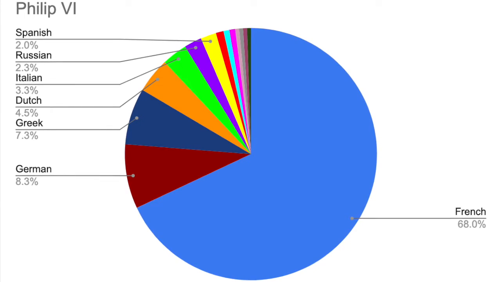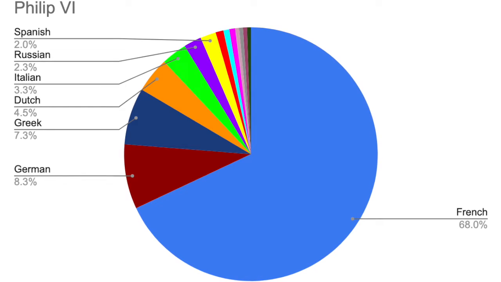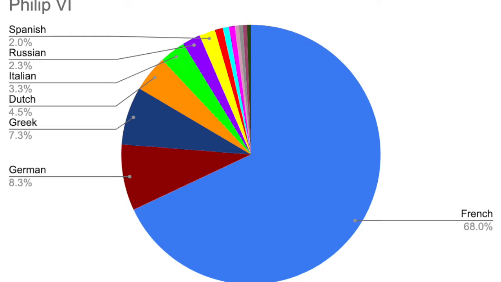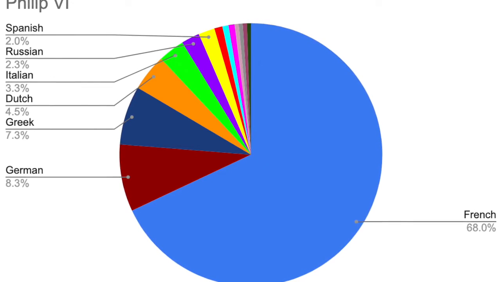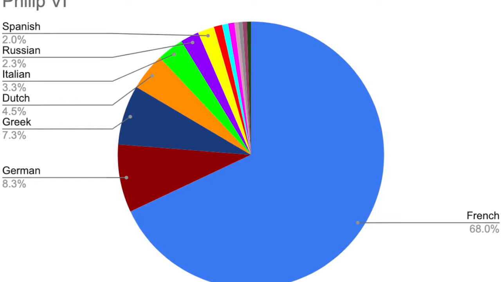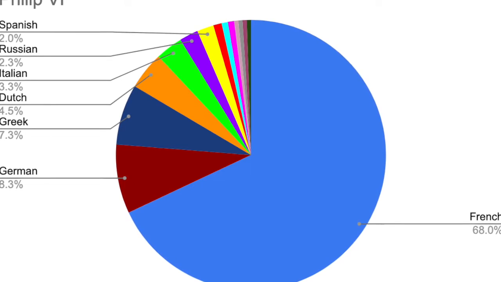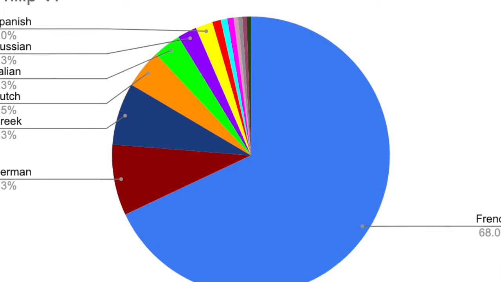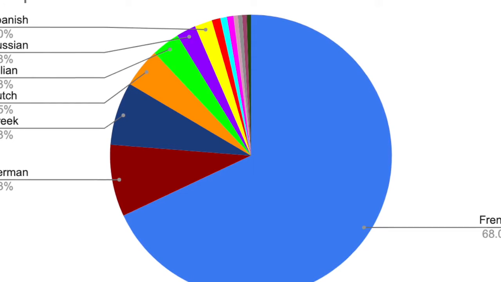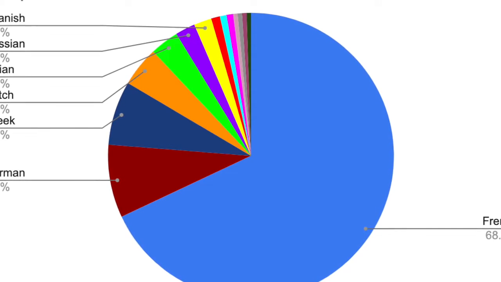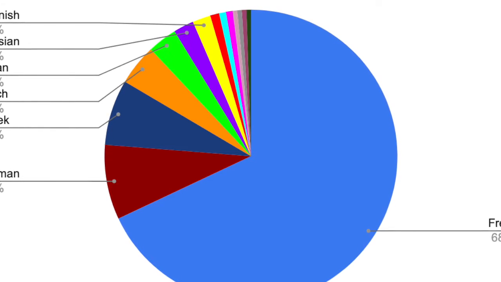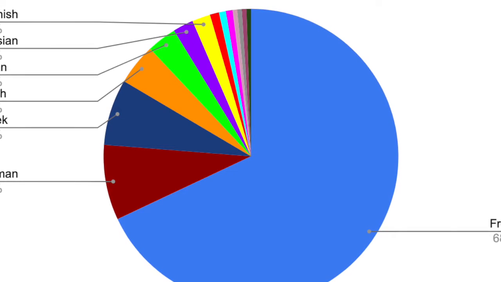Now, as for his ancestry, he was 2/3 French, 8.25% German, 7.25% Greek, 4.5% Dutch, 3.25% Italian, 2.25% Russian, 2% Spanish, 1% English, 0.75% Scottish, 0.75% Breton, 0.5% Czech, Serbian, and Hungarian. And as you will see, as we get further and further to the present, the ethnic mix of these monarchs becomes ever more complicated.